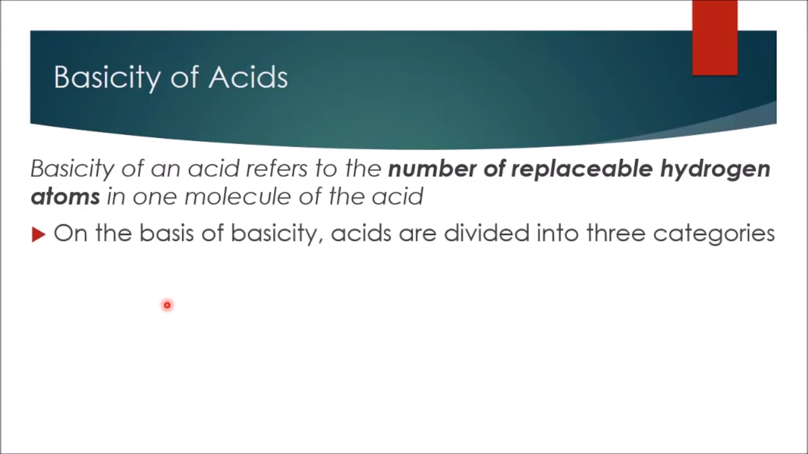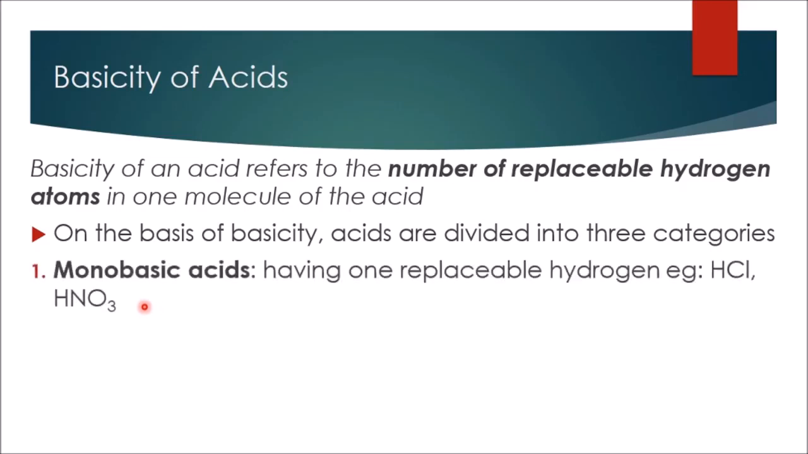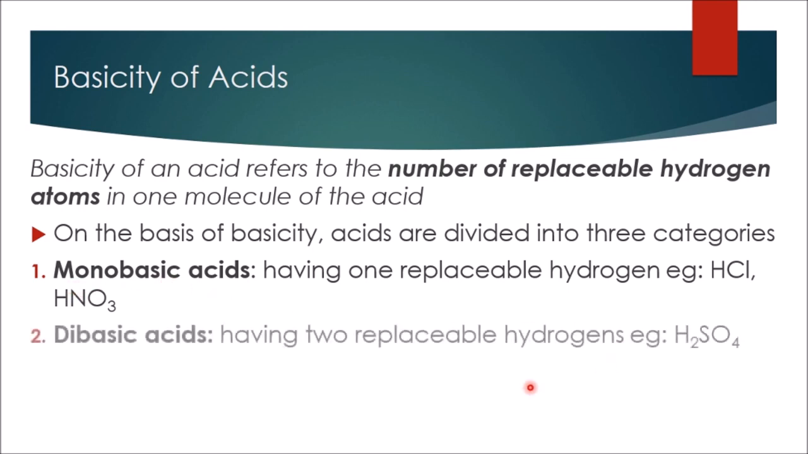On the basis of basicity, we have three types of acids. The first type is called monobasic acid. The monobasic acids are the ones that have only one replaceable hydrogen. For example, HCl and HNO3. You can see that HCl has only one hydrogen atom. HNO3 has only one hydrogen atom. So this is monobasic. Mono means one, always remember. So monobasic acids are those that have only one hydrogen atom in them.